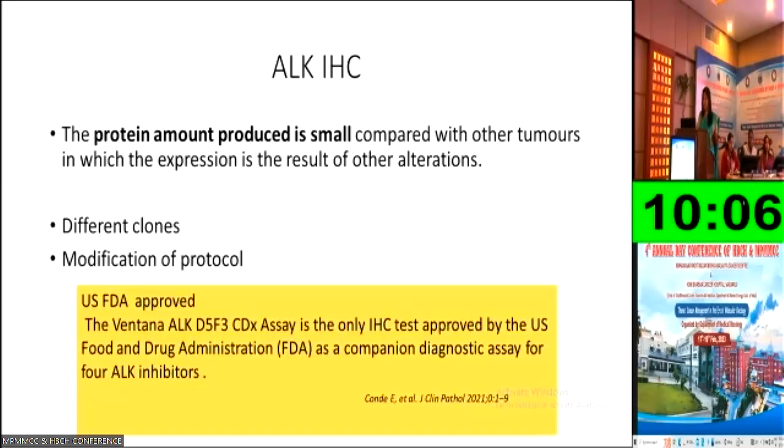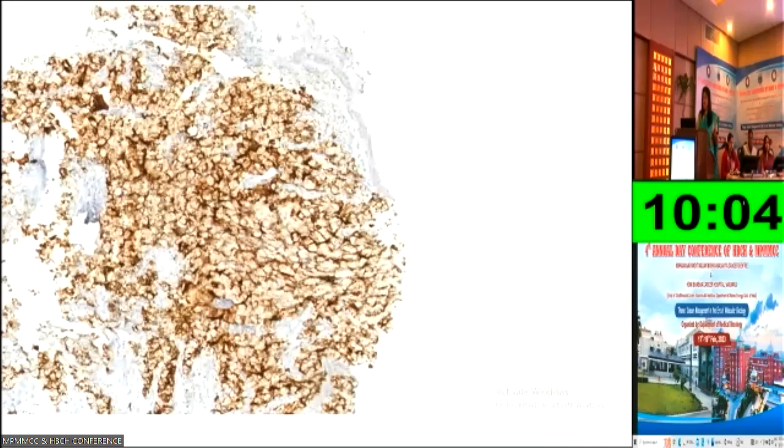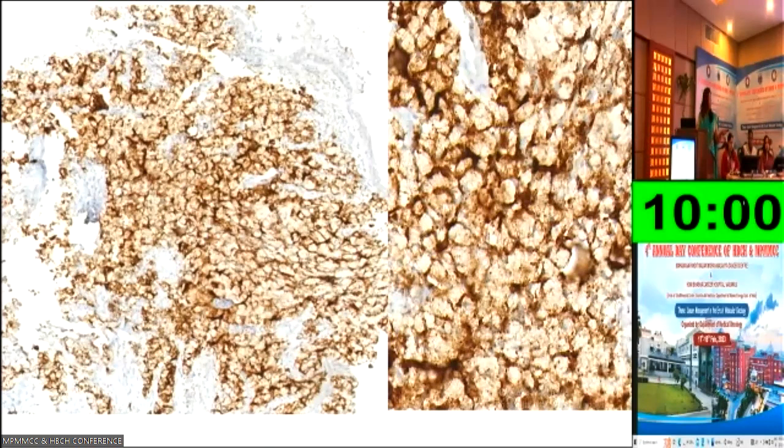And what we have with this Ventana D5F3 is a different tertiary amplification step. So with this, positivity is fine. You see diffuse strong positivity and anyone can tell this is a positive.